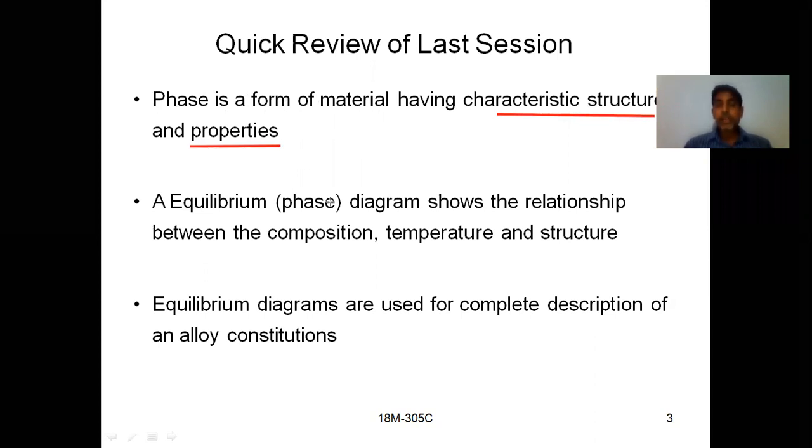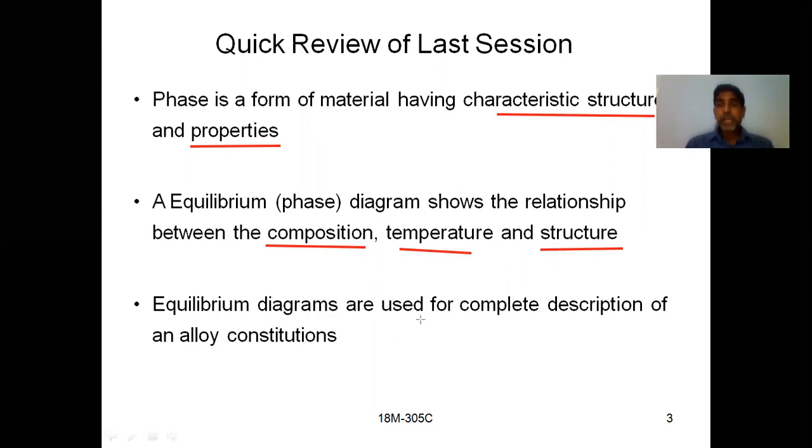And what is meant by a phase diagram or an equilibrium diagram? This equilibrium diagram gives the relationship between your composition, temperature and structure. Okay, so what relation these parameters, composition, temperature and structures have, that will be shown by an equilibrium diagram or a phase diagram.